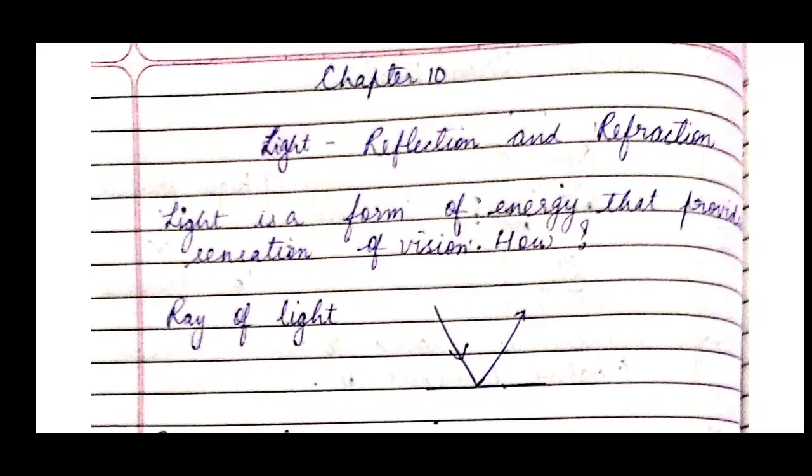So let's start with what is light. Light is a form of energy that provides the sensation of vision. Now, how does light provide the sensation of vision? Why can we see objects only in the presence of light? Because light rays go and hit the surface, and the rays hitting the surface reflect back, come and hit our eyes, and we see the objects.